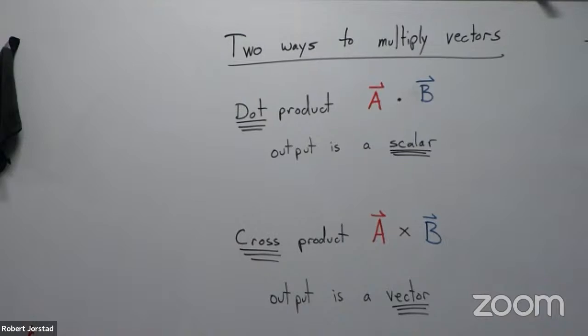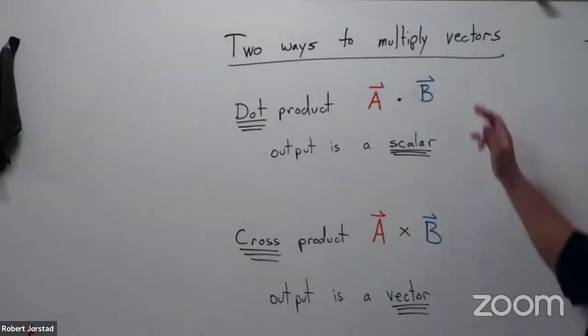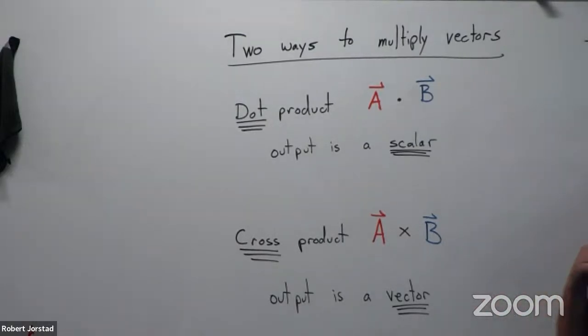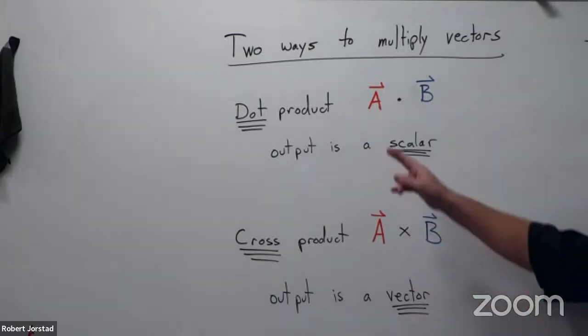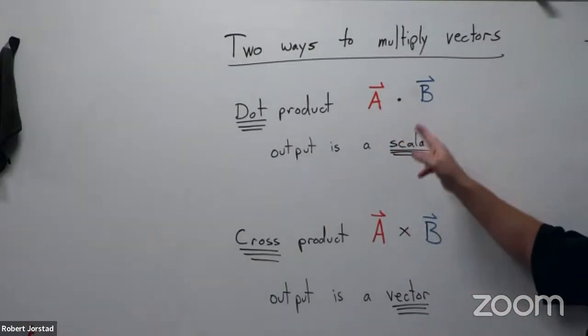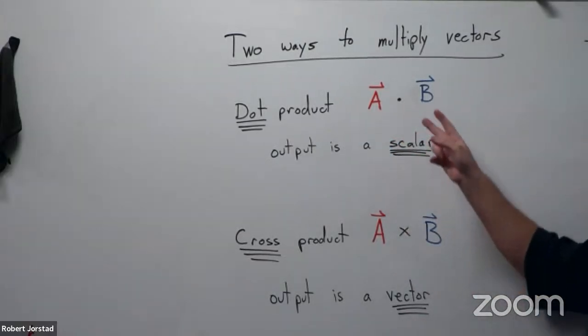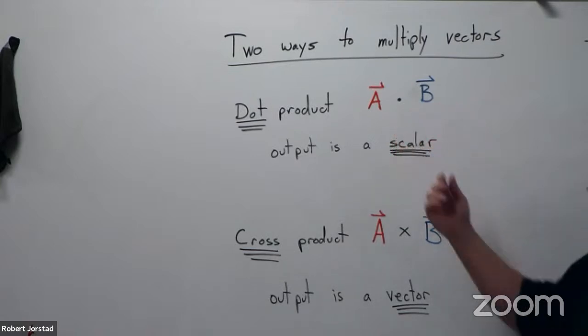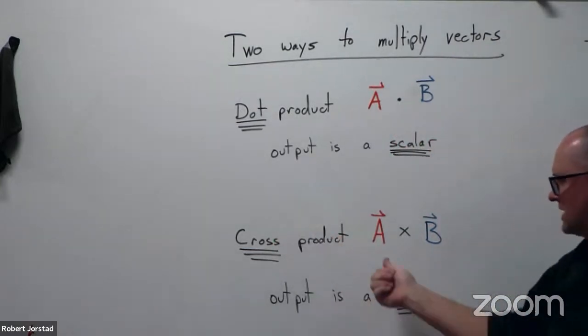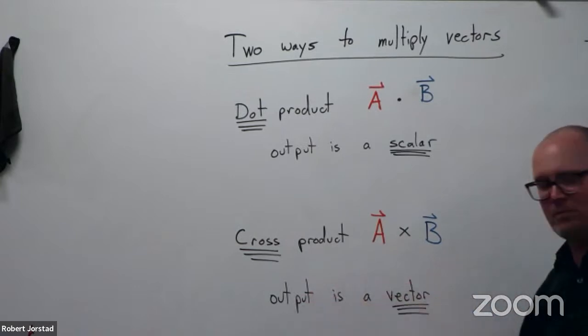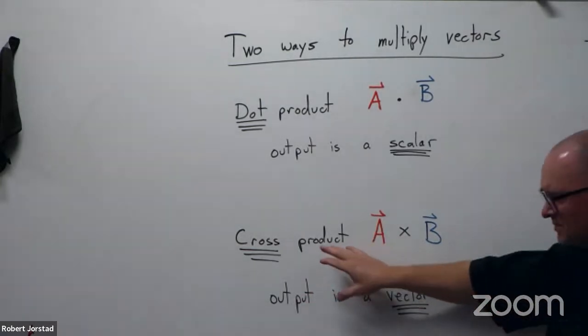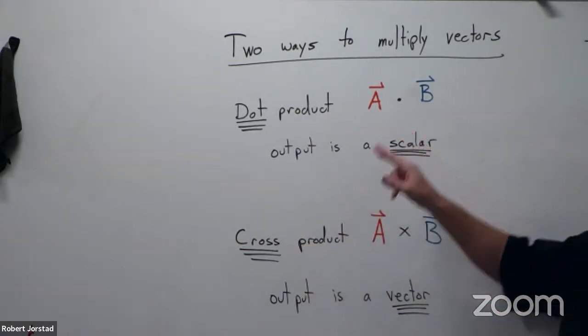There we go. So we see that there are two ways to multiply a vector. In this first video, I'm going to focus on the dot product, but I do want to mention this. How are these two ways different? The dot product, we say A dot B, outputs a scalar. So after the multiplication, you get a scalar. With the cross product, we say A cross B, and the output will be a vector. We'll talk about this more next time. For now, let's focus on this.